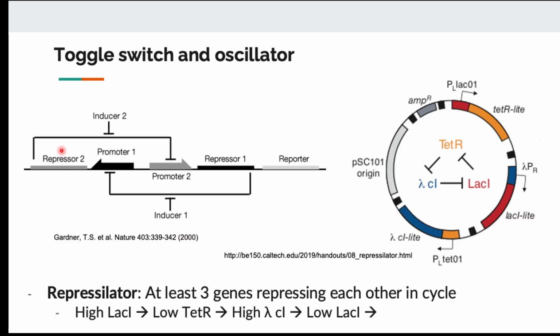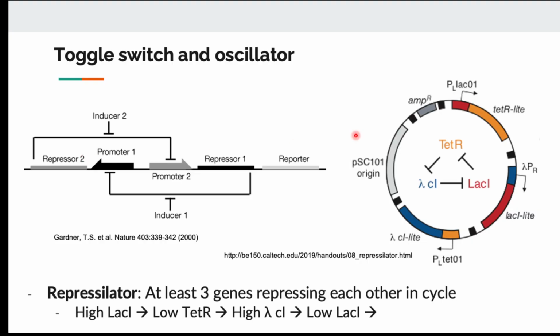So for other more advanced designs, some of them you already saw in the dynamics lecture, like this toggle switch design, where you have two proteins that repress each other. Repressor 2 can repress promoter 2 of repressor 1, and repressor 1 can bind to promoter 1 and downregulate repressor 2. So these are switches. If you turn on repressor 2, it will turn off repressor 1. If you turn on repressor 1, it will turn off repressor 2. So it's a switch. You can make cells enter one of the two states.